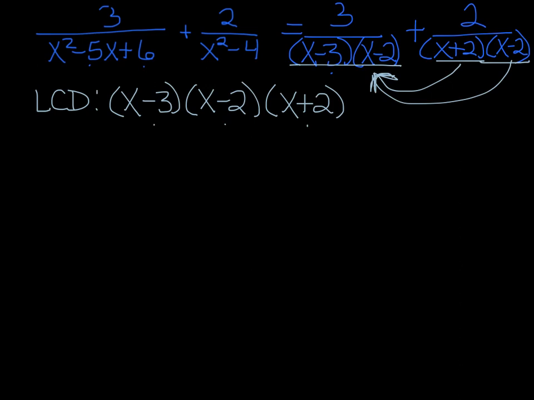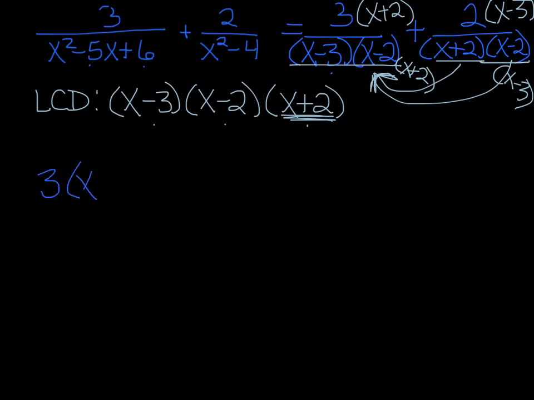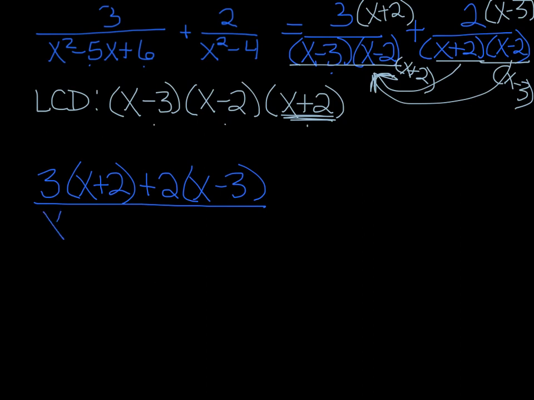That means that this first fraction needs to be multiplied by x plus 2, top and bottom, so that I can have it in the bottom. And this one, the second one, needs an x minus 3, because it doesn't have that yet, top and bottom. Okay, so I've got 3 and x plus 2, plus 2 with an x minus 3, all over my common denominator of x minus 3, x minus 2, and x plus 2. Whew. Remember, leave that factor. Don't mess with the bottom there.